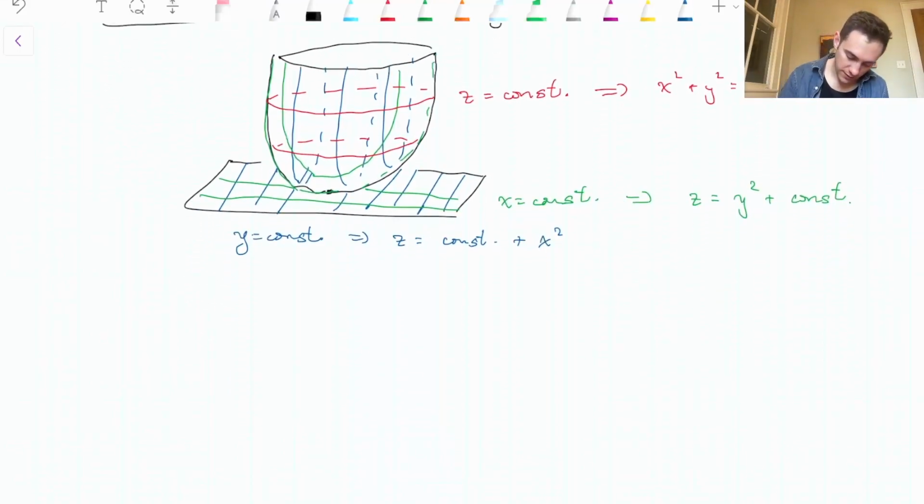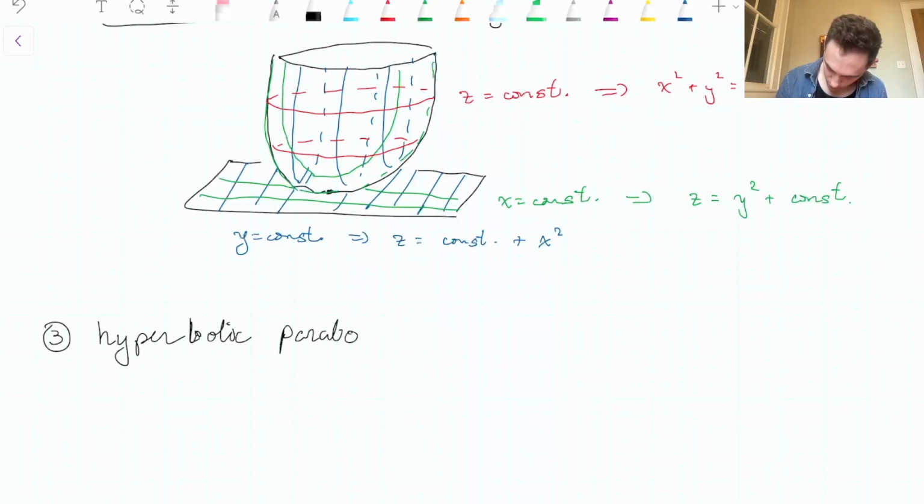Related to the paraboloid is the hyperbolic paraboloid. And this is where I similarly have z equals a quadratic function of x and y, but the x and y have opposite sign leading coefficients. So I could have, say, should we do x squared minus y squared?